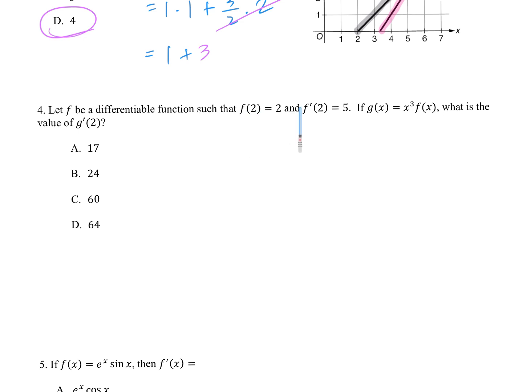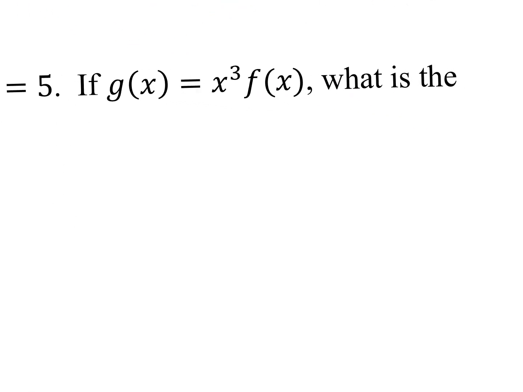I'm giving you some funky info. F of 2 is 2. F prime of 2 is 5. You're like, great. G is x cubed times f of x. And they want g prime. We got to go take a derivative of this. Do you agree? I've got one function. Because I do, I have to do product rule.